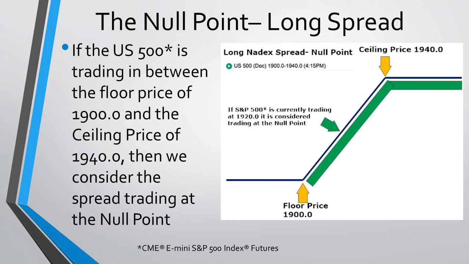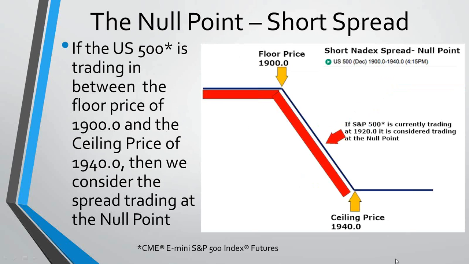So here's an example of the null point if you were looking to go long a spread. Here is the US 500, and the market is currently trading in between the floor price of this particular spread, which is 1900, and the ceiling price, which is 1940. We consider this to be trading at the null point. So if the S&P 500 and then subsequently the indicative index, the US 500, is trading dead in the middle of these, so 1920, the spread is now at the null point.